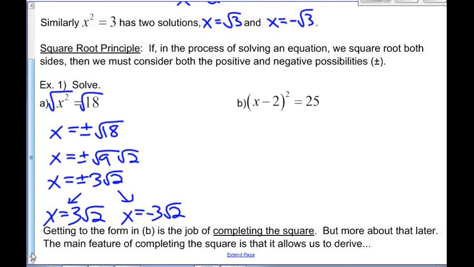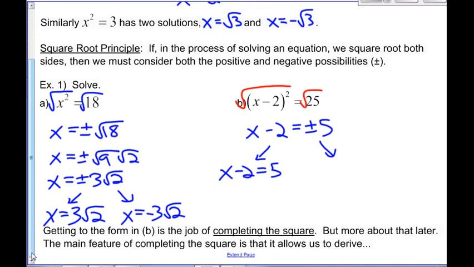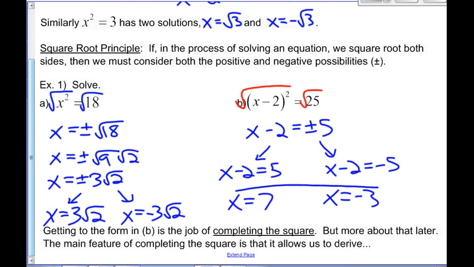The second one, we have b, x minus 2 squared equals 25. So here, the first thing we're going to do is square root both sides. And when we do that, it'll get rid of the squared on the left, and we need a plus or minus on the right. Now, the square root of 25 we know is 5. And what that gives us is two solutions. One that looks like this, x minus 2 equals 5, and one that could be x minus 2 equals negative 5. In other words, the solutions are x equals 7 and x equals negative 3.